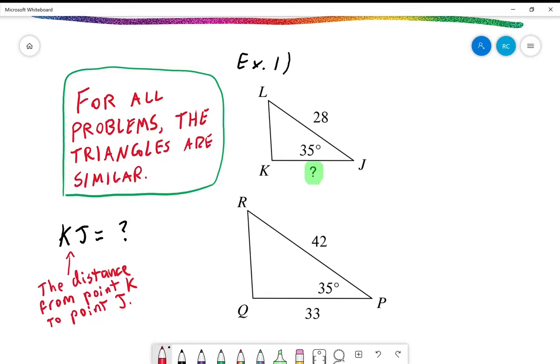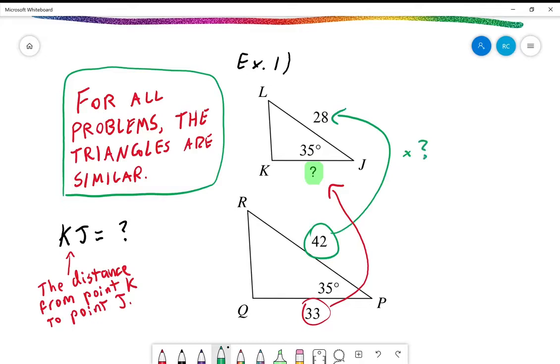Okay, so because we know that these triangles are similar, we know that there is some number that I can multiply 42 by to get 28, and that is going to be the same as the number I multiply 33 by to get x. So there's something I can multiply by, and this is going to end up being the same thing. If I can find that multiplier, I can use the multiplier to find KJ. All right, so let's find it out.